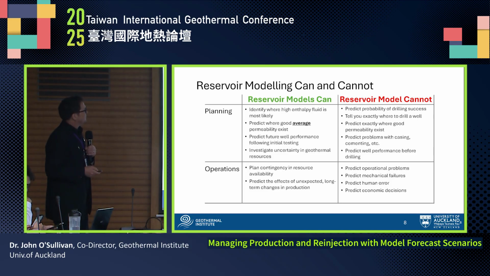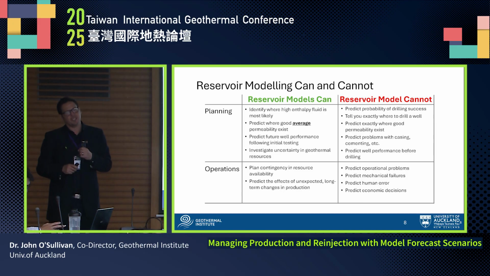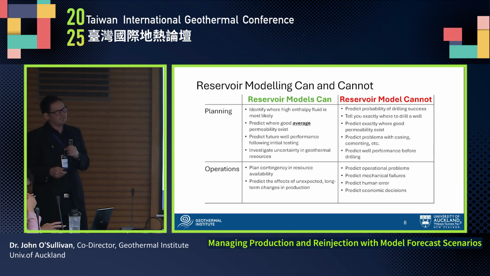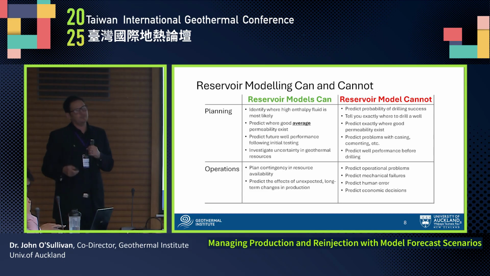that can happen. So modeling can tell you where it's the best place to drill on average, but it won't tell you the probability of drilling success exactly. It won't tell you exactly where to drill the well. It'll tell you how to plan it so you get the best chance of success. We can do very good predictions of future well behavior following initial well testing, but you can't know ahead of time exactly how a well is going to perform. We can't predict problems with casing and cementing with reservoir modeling, but we are able to do important things like investigate uncertainty quantification with good reservoir modeling now as well, and I'll talk a bit more about that.